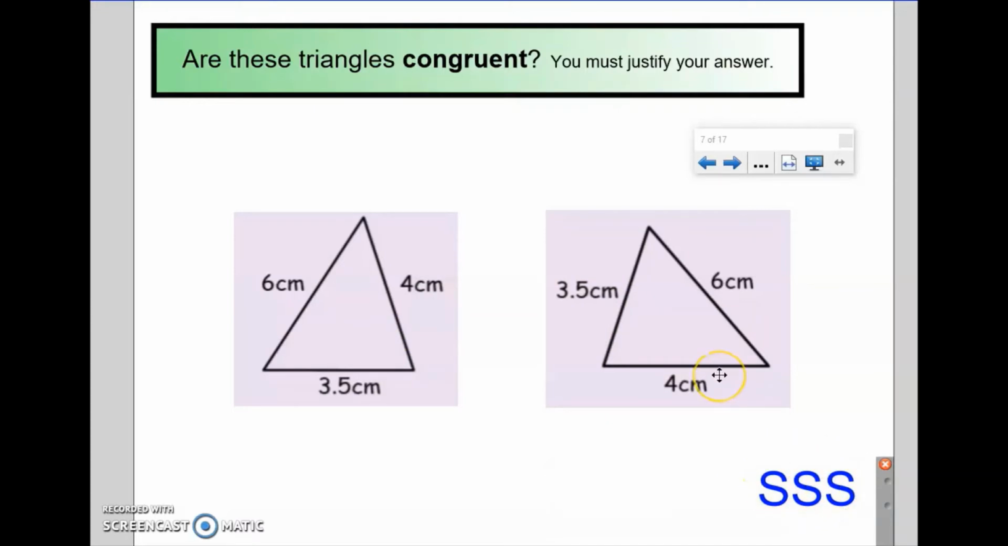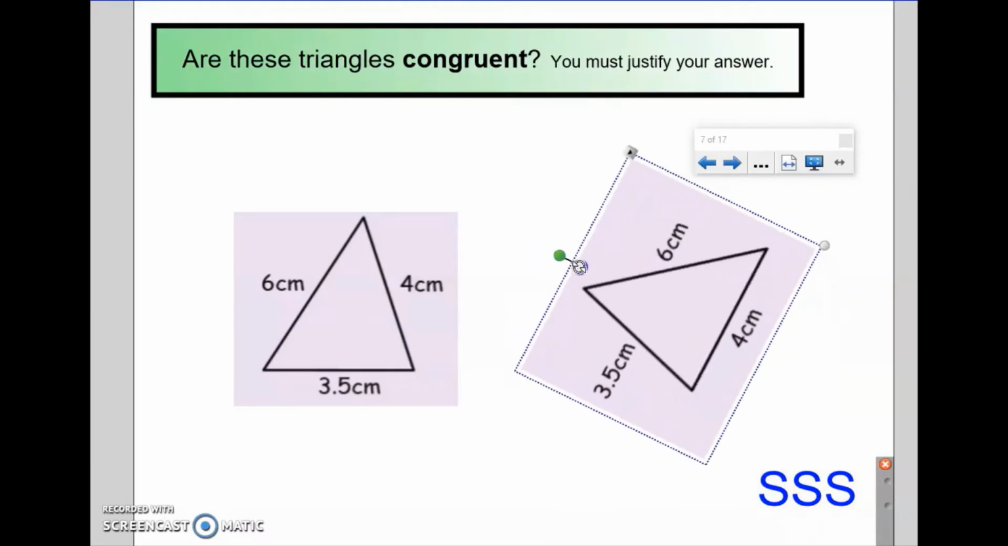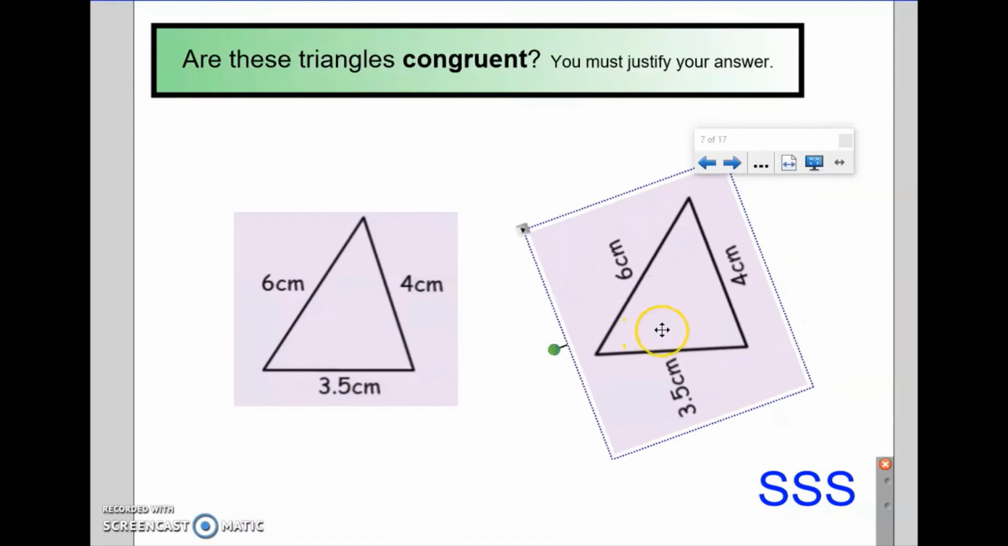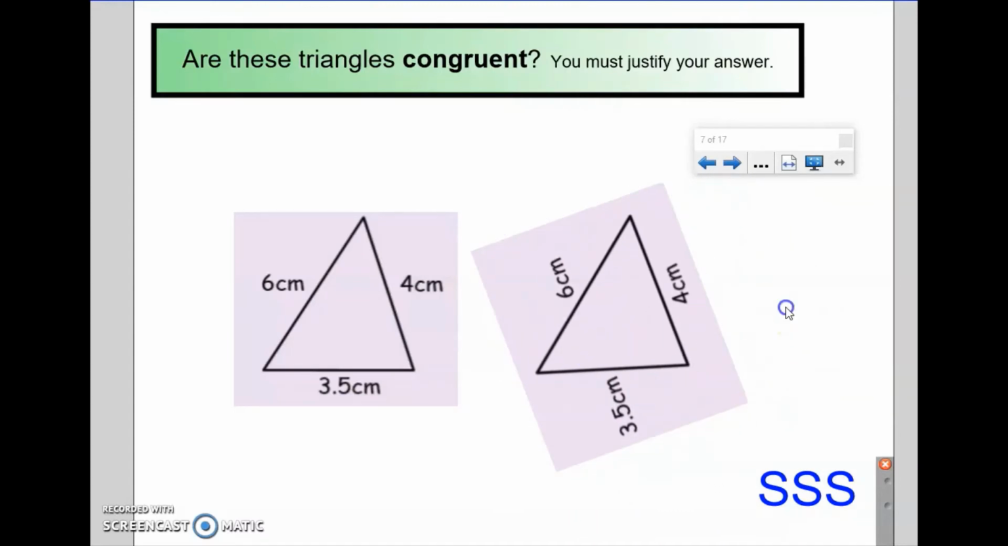Three sides all corresponding. If I was to rotate the shape, like so, now it's a bit more straightforward to see that, yes, indeed, these triangles are congruent. We've got a 6, a 3.5, and a 4, and our justification is SSS.